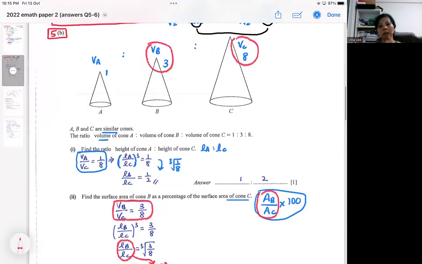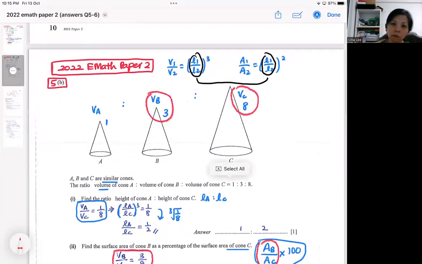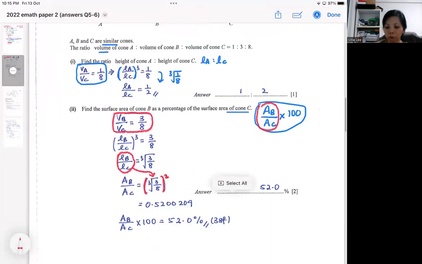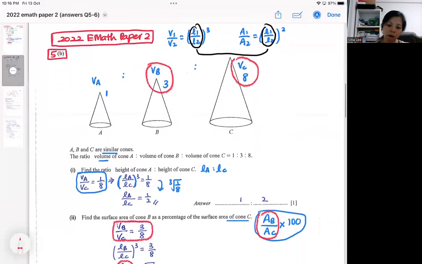So the two formulas are related by the length ratio. I make use of the volume ratio to get the length ratio, and subsequently from the length ratio, I can find the area ratio. So it's just switching around. It's actually quite easy to switch around. Okay, just read carefully.